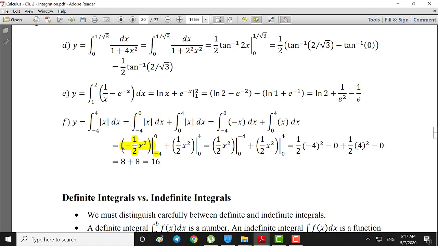Here we had a negative sign, and we hate negative signs because it complicates our evaluation, and the probability of making mistakes increases. So we ignore the negative sign and we replace the upper and lower limits. And we write 1 over 2 x to the 2 evaluated at -4 and 0.